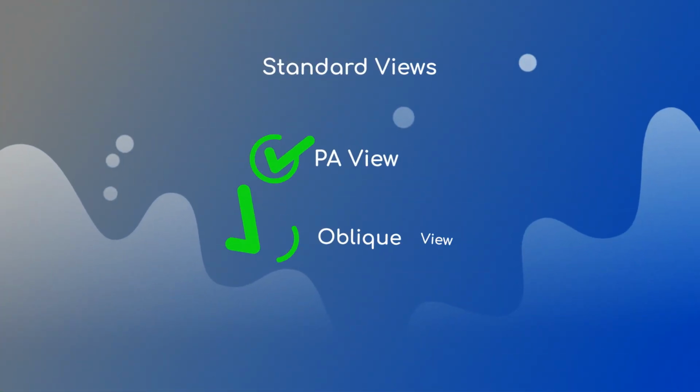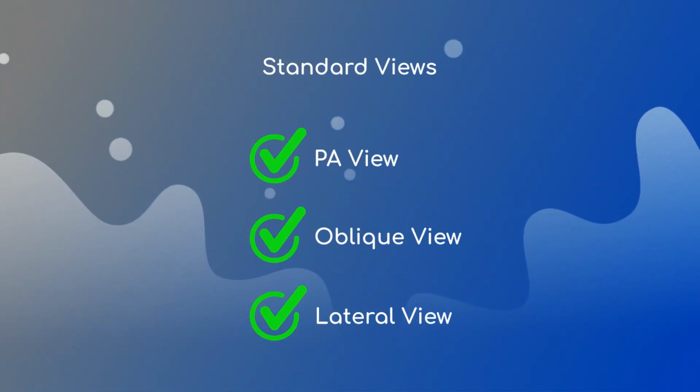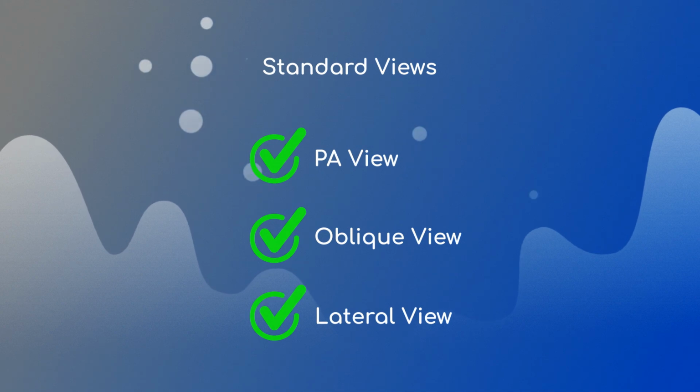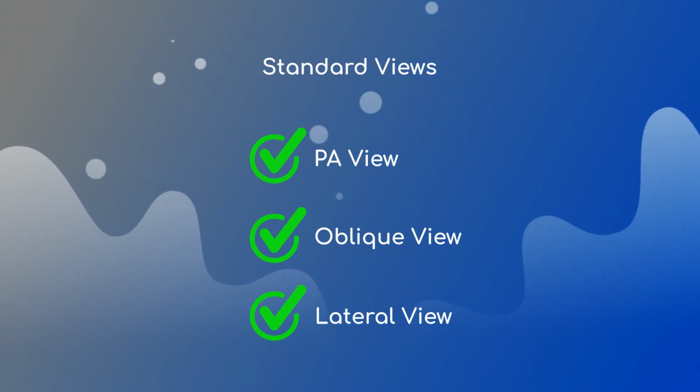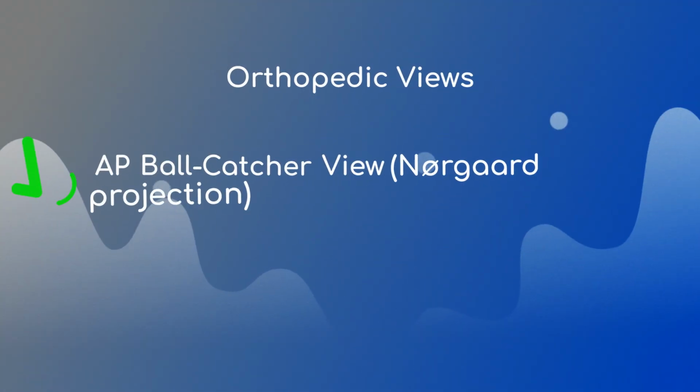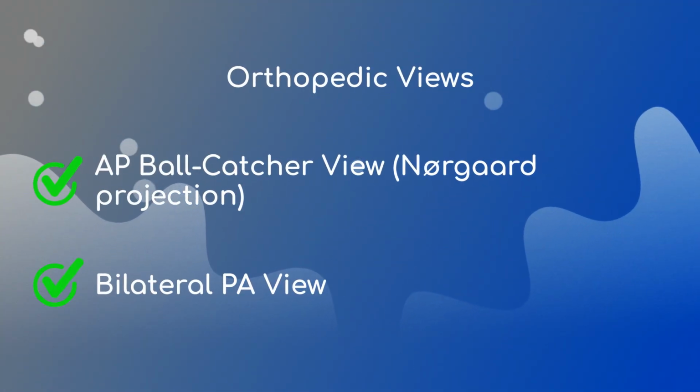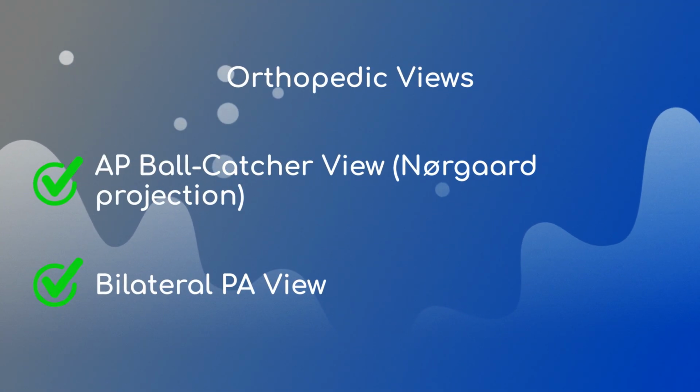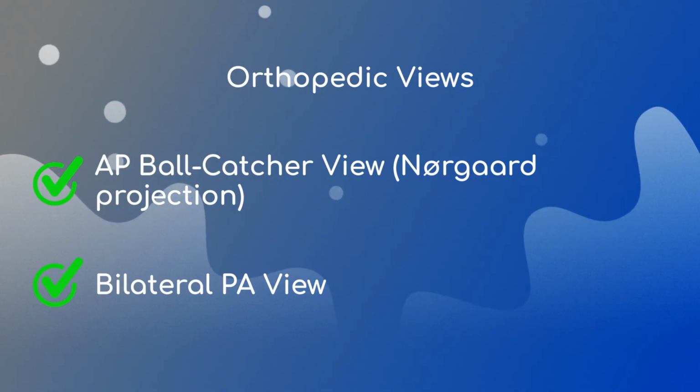Radiographs of the hand include a variety of views to assess trauma, degenerative changes, or post-surgical complications. Standard views: PA view, oblique view, lateral view. Orthopedic views: AP ball catcher view, Nørgaard projection, used to detect early erosive arthritis. Bilateral PA view, commonly used in rheumatologic studies.